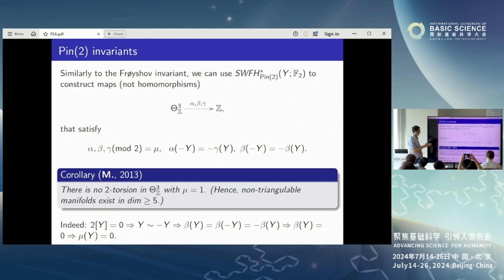And by the previous work from the 70s of Galewski-Stern and Matumoto, this implied that non-triangulable manifolds exist in dimensions greater than or equal to 5. Again, it was known in dimension 4.